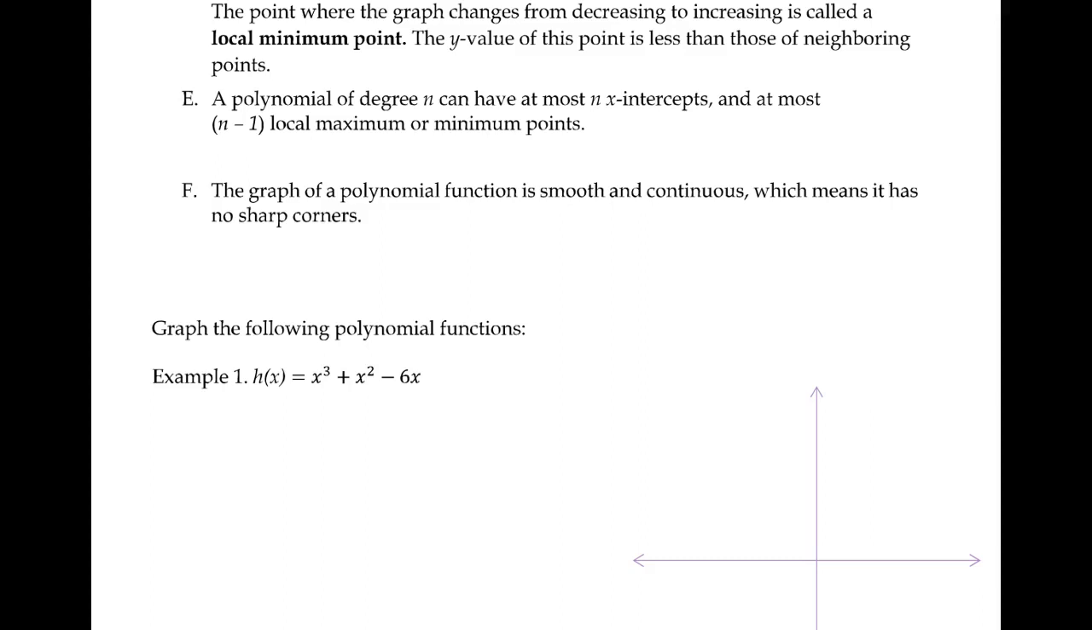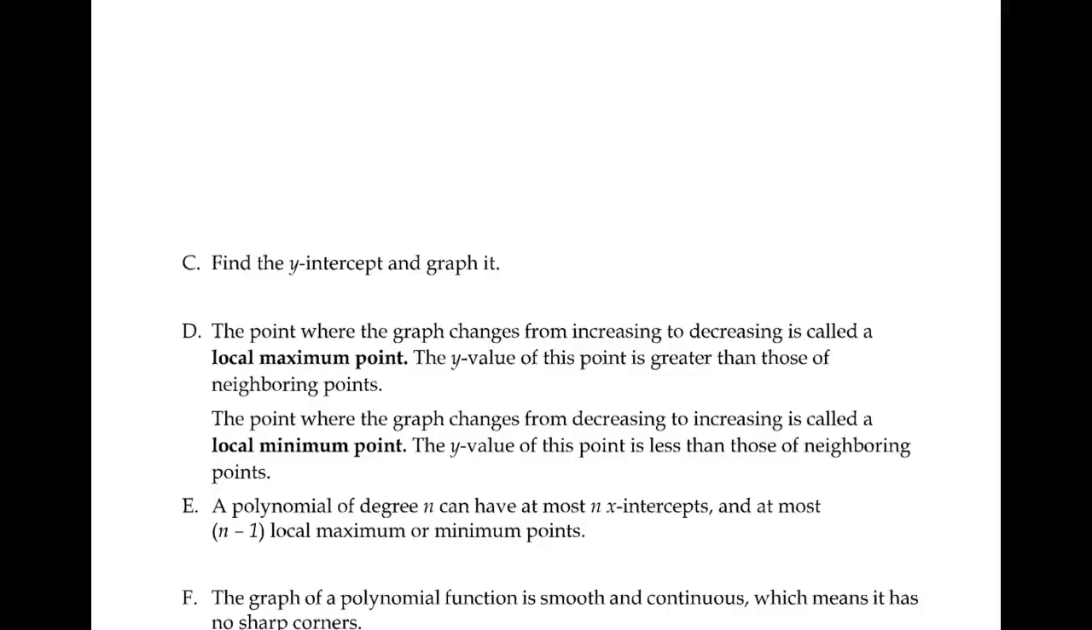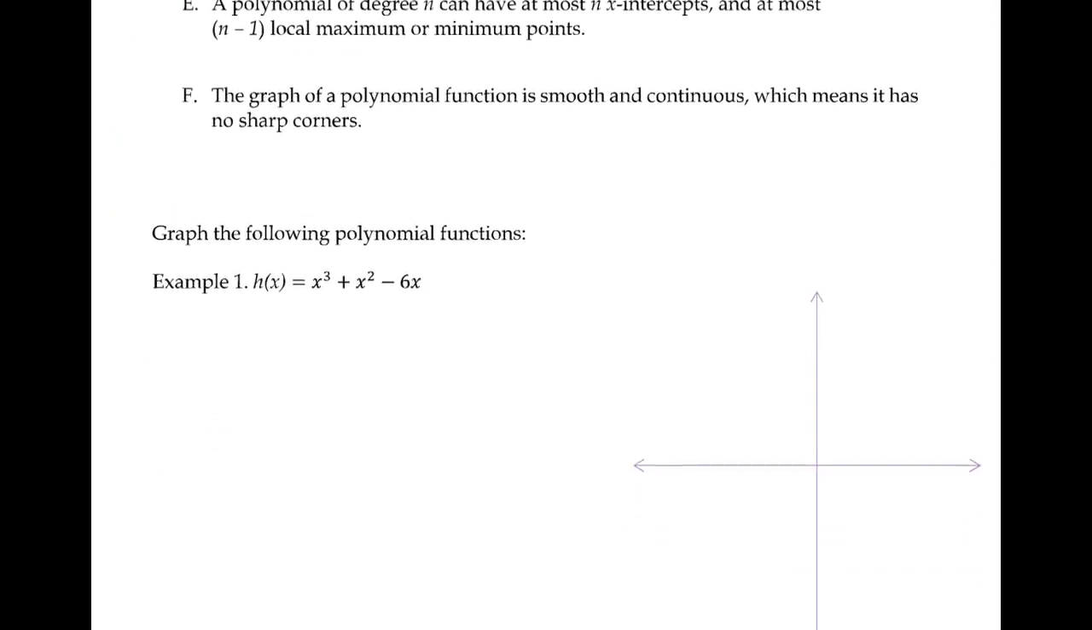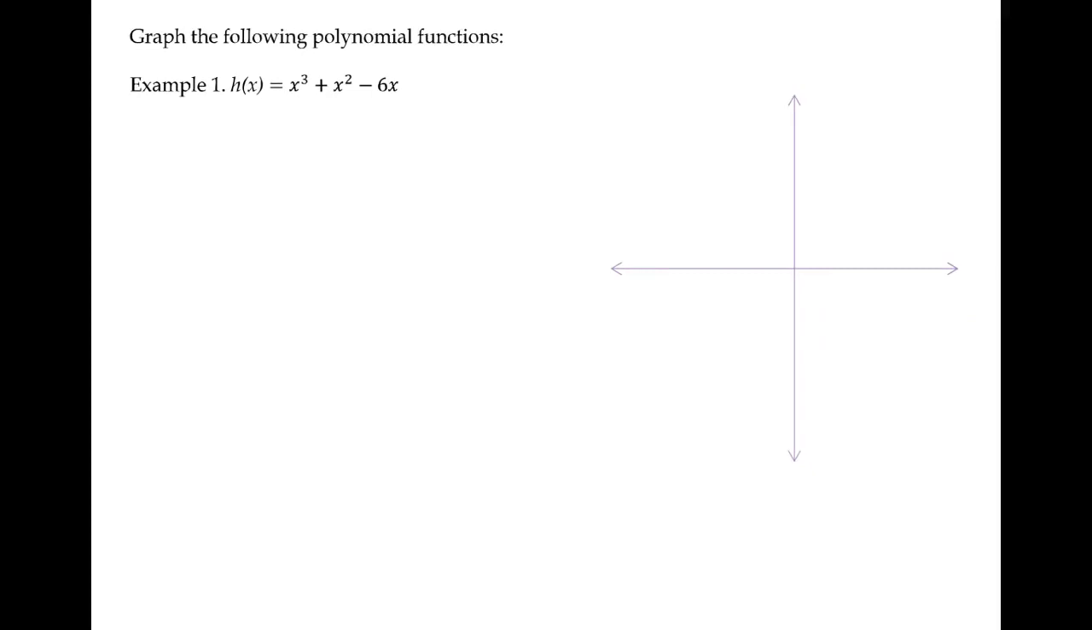The graph of a polynomial function is smooth and continuous, which means it has no sharp corners. That would be my one issue with this graph, is how wobbly it is. You would want to try and smooth that out. So let's try doing this entire example where we can graph this polynomial. So again, I'm looking for my y-intercept, I'm looking for zeros, I'm looking at end behavior. I'm also looking at which parts of my graph are above and below the line, and local maximum and local minimum.